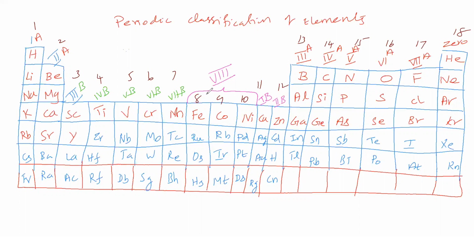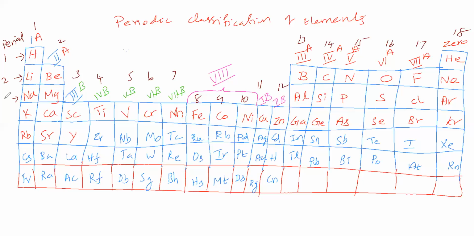Then these horizontal rows are called what? This hydrogen, helium is called the first period. So the first period contains two elements, that is hydrogen and helium. This is the second period. The second period starts from lithium, then beryllium, boron, carbon, nitrogen, oxygen, fluorine, neon. The second period contains 8 elements.